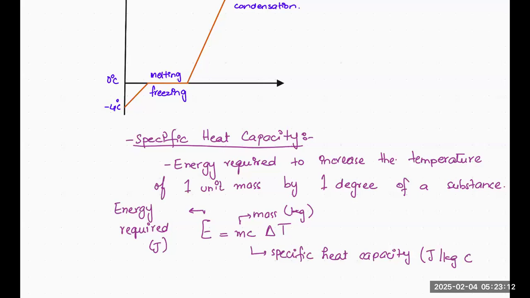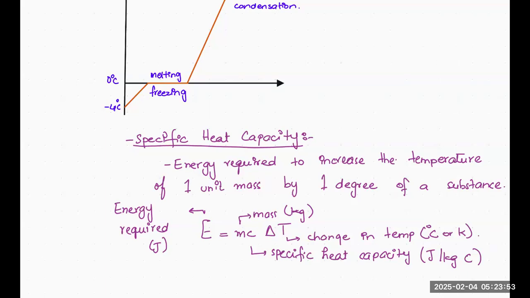And then, of course, we have delta T. Delta T is change in temperature. This change in temperature can either be in degree centigrade or Kelvin. So this is your specific heat capacity. Specific heat capacity is going to be different for different substances. Every substance is going to have a different value.